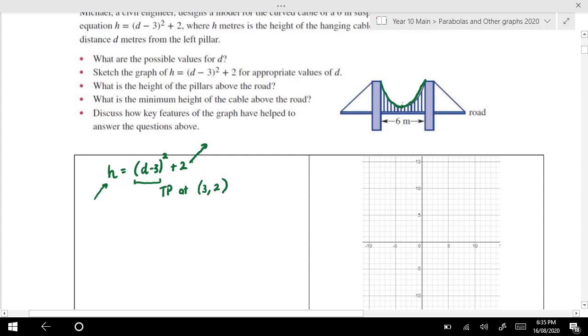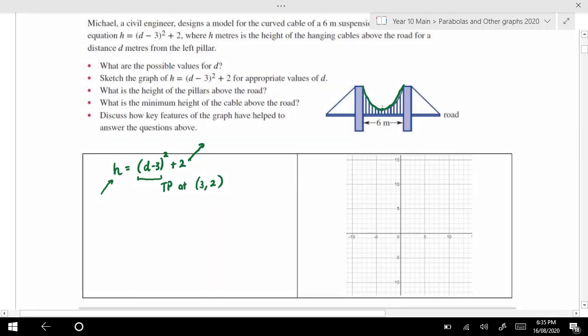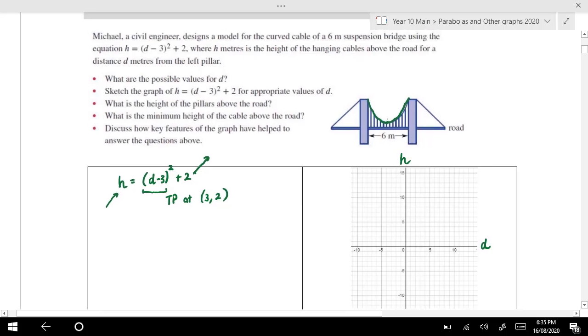Now, let's label our graph. For this, we're looking at the height, and the height depends on the distance. In this case, it says that the distance d is from the left pillar. So this is d equal to 0 here, and if I go 6 meters to the right, that would be d equal to 6.